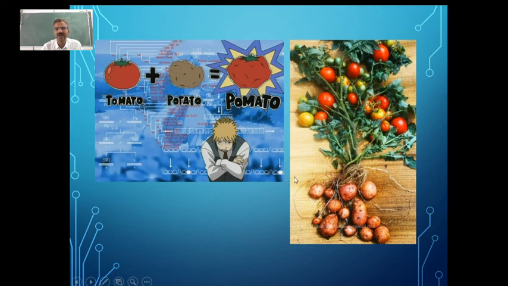Through plant breeding, we can combine the characteristics of two different plants to get both potato and tomato. This tomato is having very good shelf life, and this potato is a bit juicy compared to the normal one. So this is how we can make use of the breeding to develop new varieties.